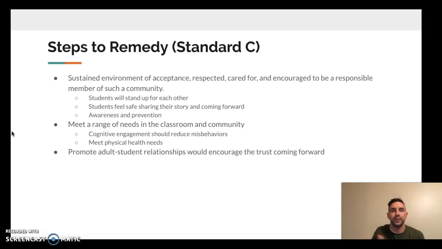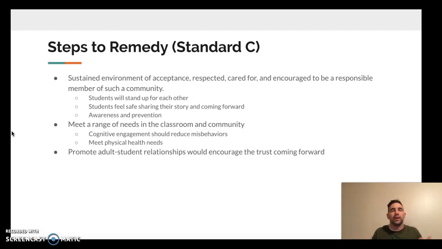So the steps to remedy this, and it goes right along with Standard C, is the idea that if the standard is followed, what would happen? If we truly create that sustained environment of acceptance, respect, being cared for and encouraged to be a responsible member of such a community, well, then students would be standing up for each other. It wouldn't just be 20 to 30% reporting. Students would feel safe sharing their story and coming forward with others.